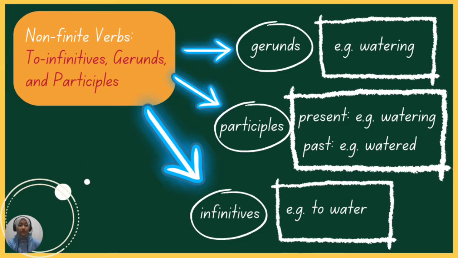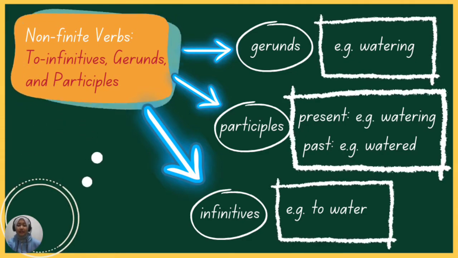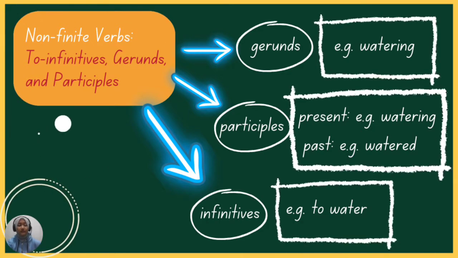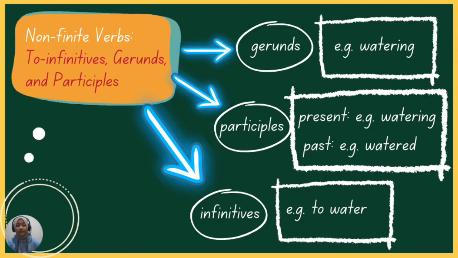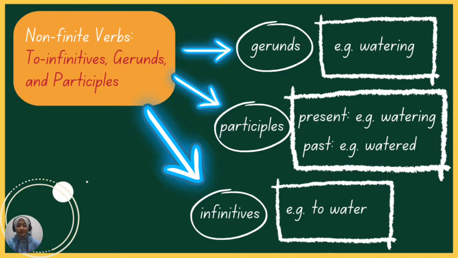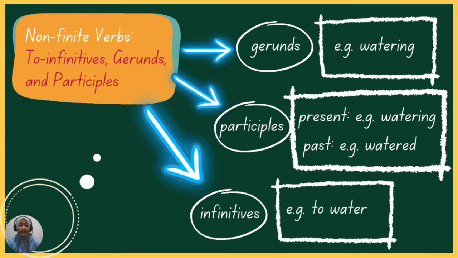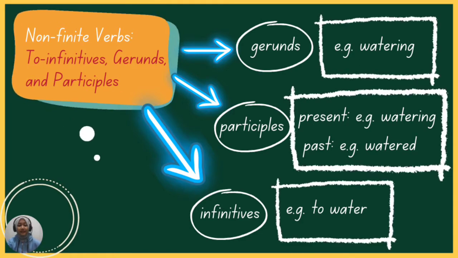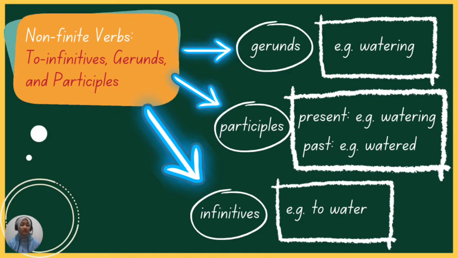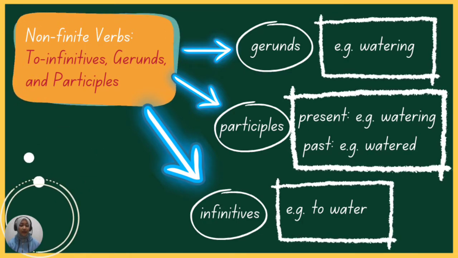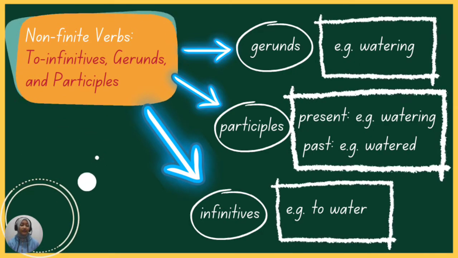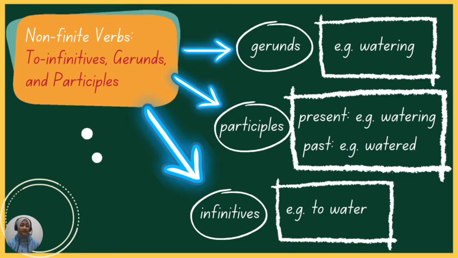Alright, here we have non-finite verbs. Ya, di sini ada non-finite verbs. Apa itu non-finite verbs? Non-finite verbs adalah kata kerja yang tidak menunjukkan tenses, present or past. Biasanya verbs ini tidak dapat berdiri sendiri, ya. So, these are the types of non-finite verbs. We have gerunds, participles, and infinitives. Untuk gerunds, this is the example, ing verb, watering.